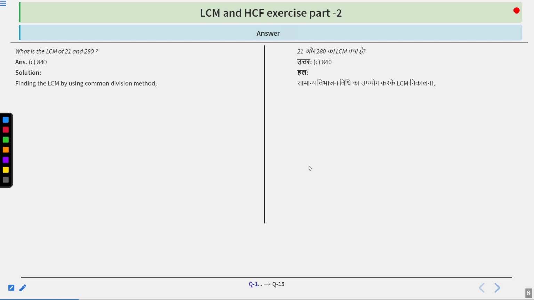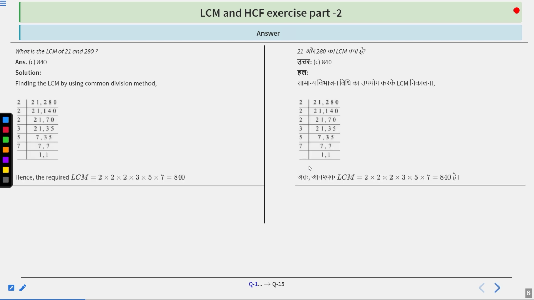Now, we are going to use common division method to find the LCM. So in common division method, we are going to divide 21 and 280 by the least number. So the number which is least in nature is 2. But 21 is not divided by 2, so we can write only 21 here. 280 when divided by 2 gives us 140. Again dividing by 2, we are getting 21 and 70. Again by 2, we get 21 and 35.